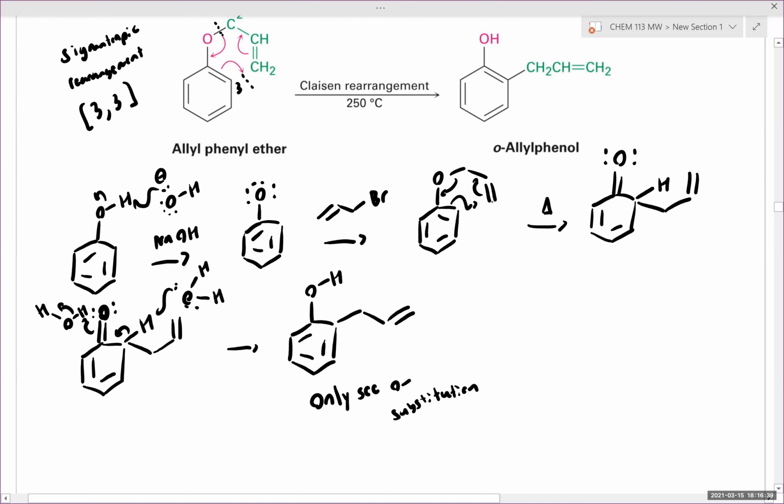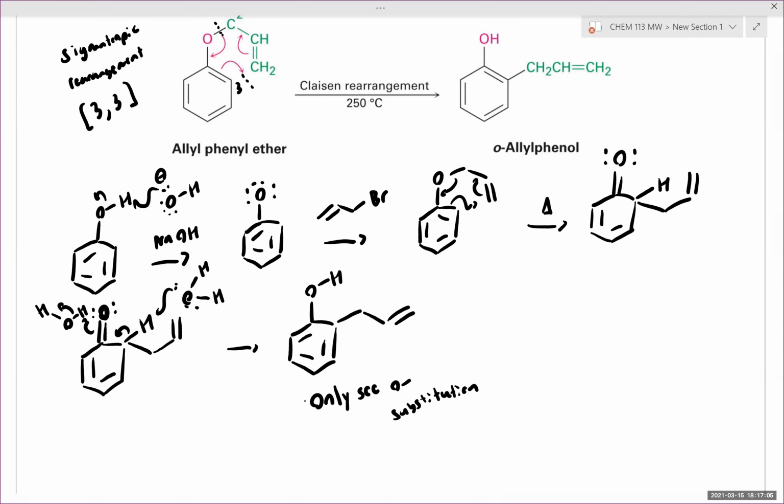We can only rearrange and move our allyl group to the ortho position. This reaction is regioselective to install the allyl group at the ortho position. The para product is not observed in the Claisen rearrangement.